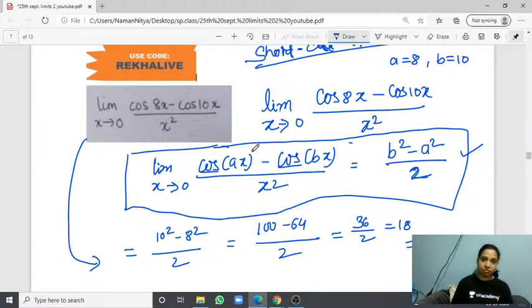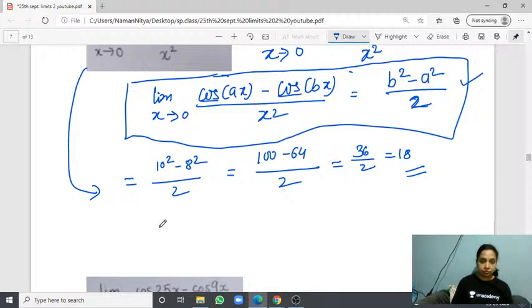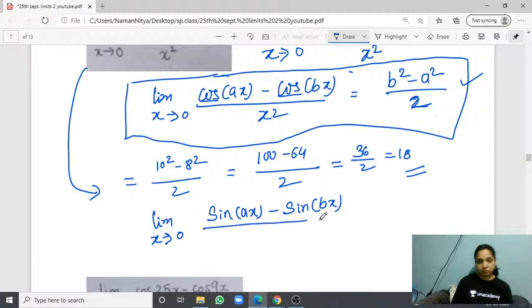And I just wanted to ask, suppose it is sine ax, not cos ax. It is sine ax minus sine bx divided by x square. Can you tell me what will be the answer? Instead of the cos function, if you have the sine function, then what will be the answer? I am asking limit x tends to 0, sine ax minus sine bx divided by x square. Then what will be the answer?